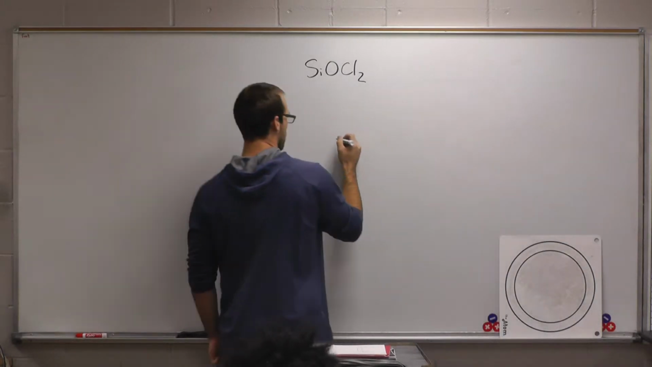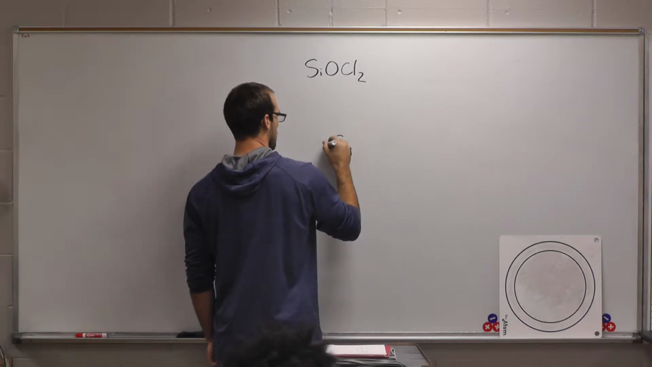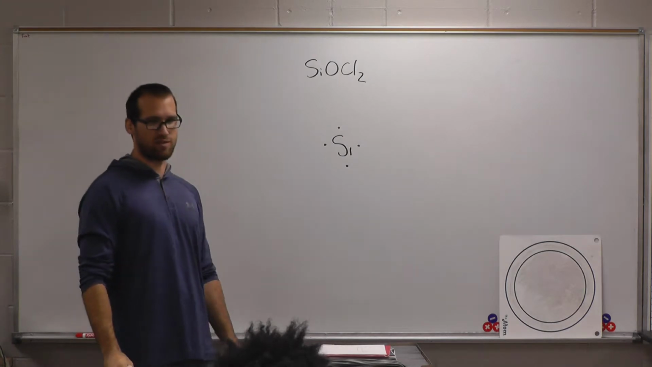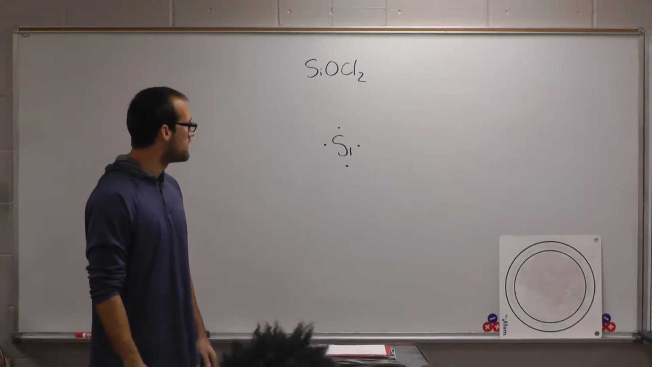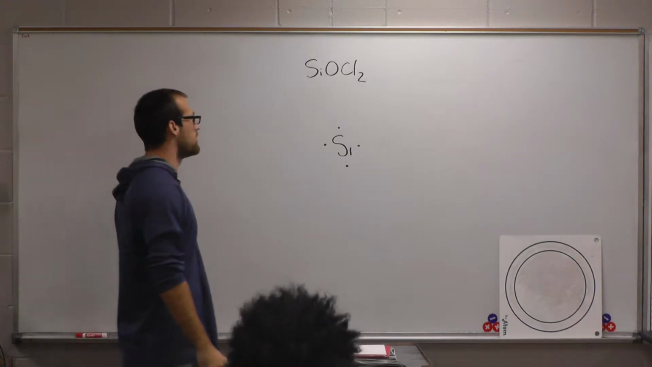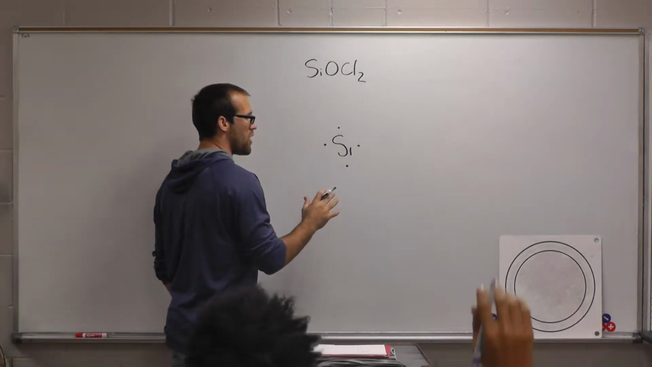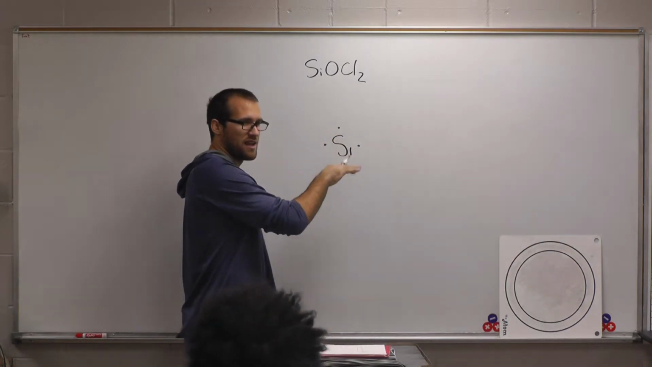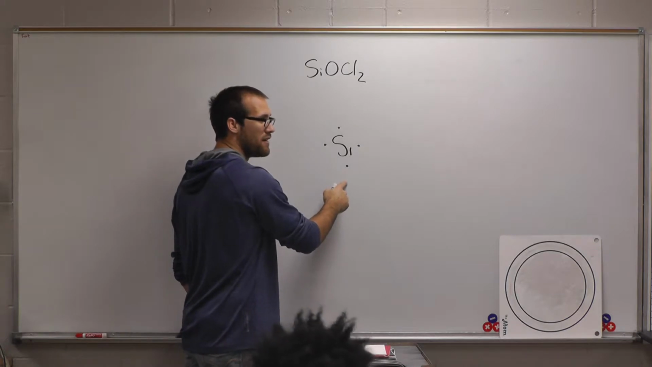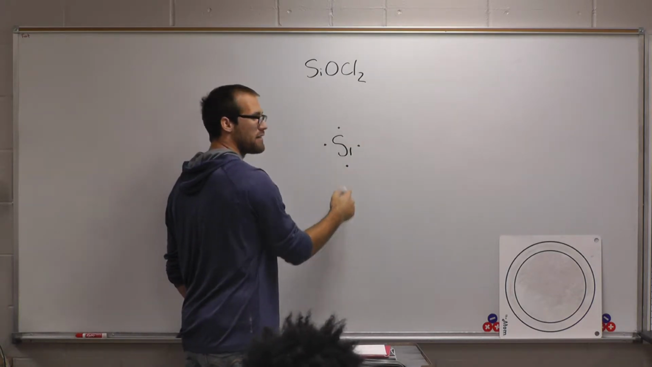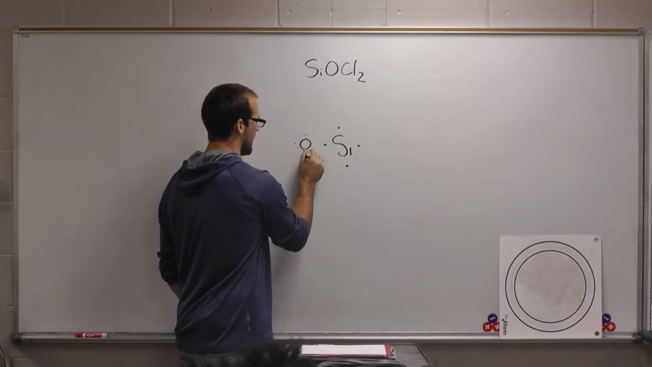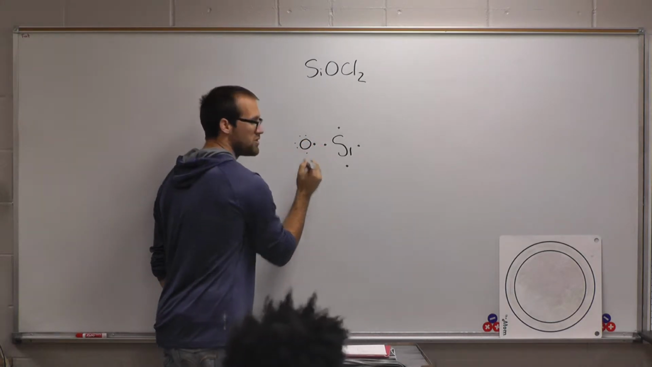Silicon is my central atom. Then put all the other atoms around it. There's 4 locations, but we only have 3 elements. That's okay. You're probably wondering where do I put the chlorines and where do I put the oxygens? The answer is it doesn't matter. I can put the oxygen here, here, here, or here. We'll put the chlorines in the other spots. I'm just going to choose to put the oxygen here. It has 6 valence electrons.